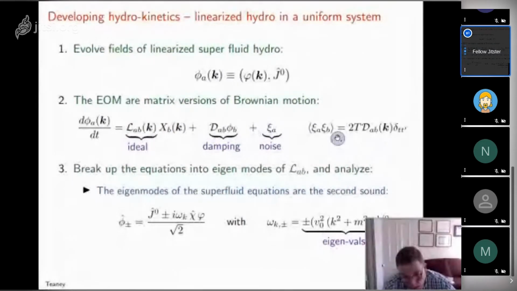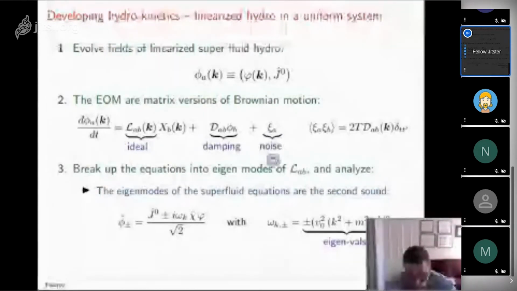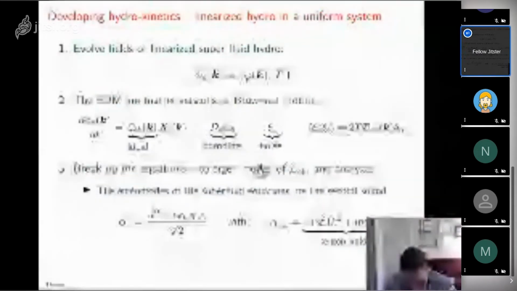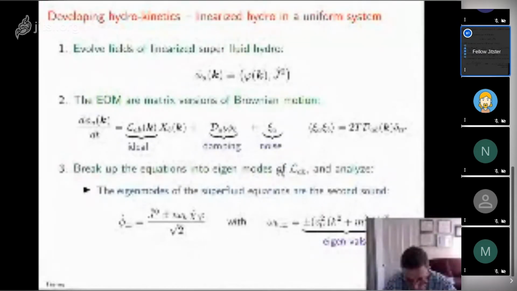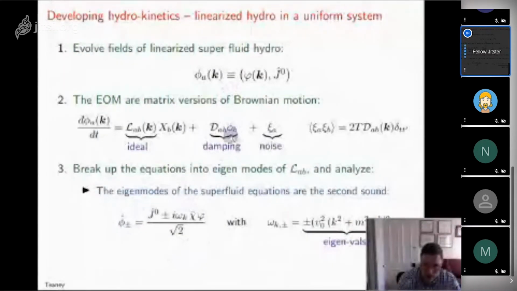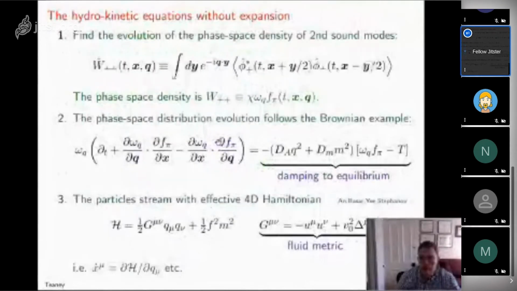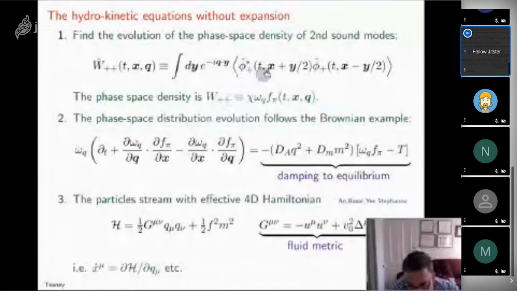So what you would do to analyze this stochastic set of matrix equations is break the system up into the eigenmodes, and analyze how the different pieces evolve, okay? And if you do look at the eigenmodes of the system, you do see that they are the sort of second sound. They are the modes that we were describing earlier. Okay. Now, these eigenmodes are the phi plus minus. Now I want to ask, how does the phase space density of these modes change under this stochastic evolution? So the thing you want to look at is the Wigner density, or the Wigner transform, of these eigenmodes. Okay, so this is the object that you develop.